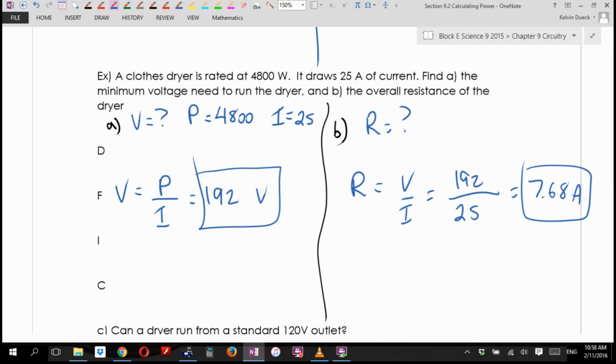Cole, am I right? Yeah? I did the first one in my head, but the second one I wimped out and used a calculator.